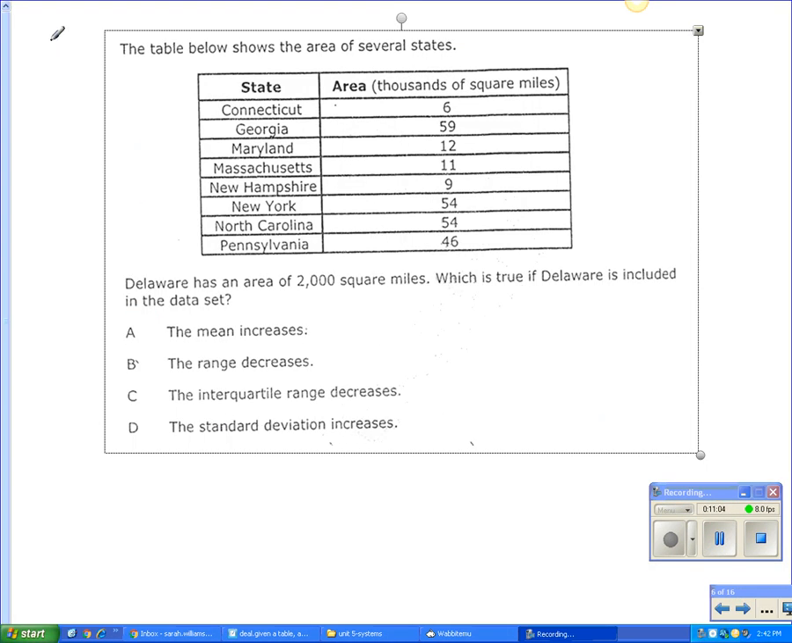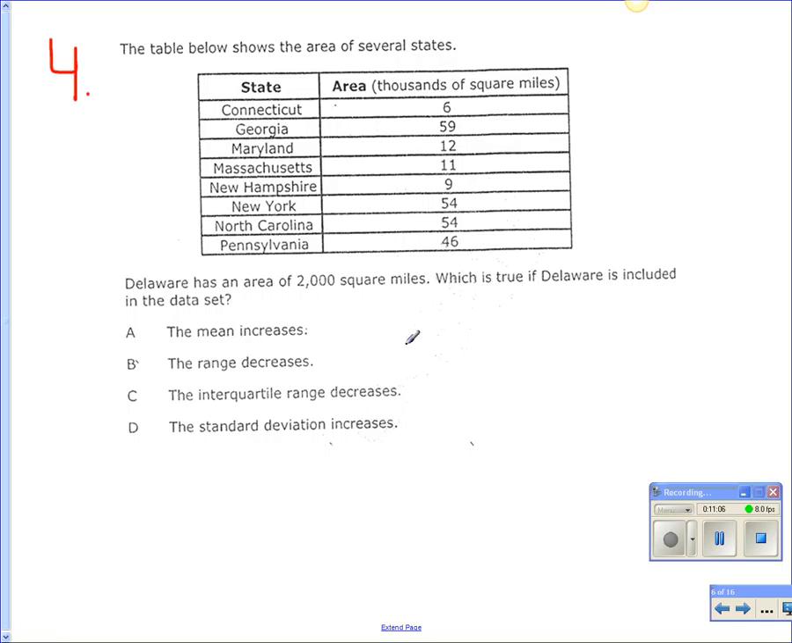All right, number 4. Delaware has an area of 2,000 square miles. What is true if Delaware is included in the data set? Okay, so go to stat on your own, type in these numbers.